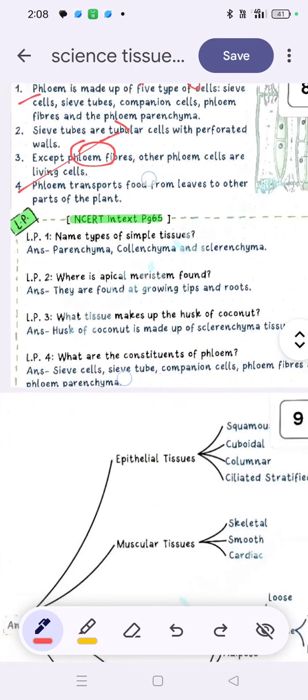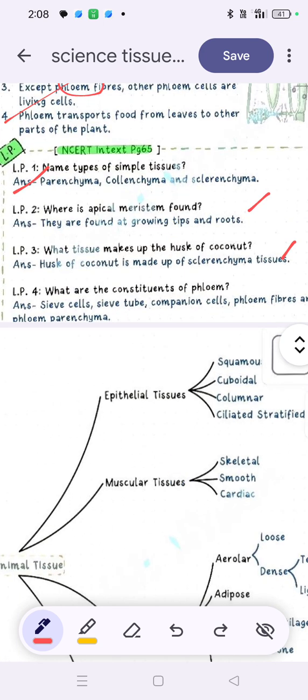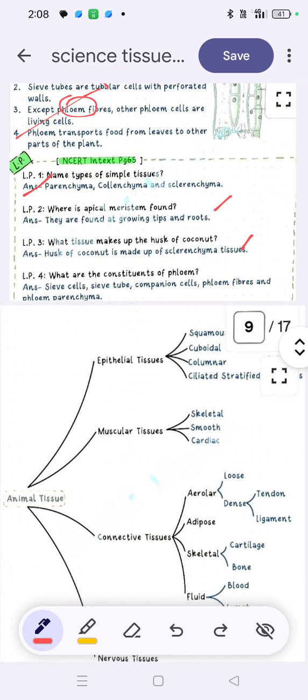Now some questions and answers. Name the types of simple tissue: parenchyma, collenchyma and sclerenchyma. Where is apical meristem found? In growing tips of shoots and roots. Which tissue makes the husk of a coconut? Sclerenchyma. What are the constituents of phloem? Sieve cells, sieve tubes, companion cells, phloem fibers and phloem parenchyma.